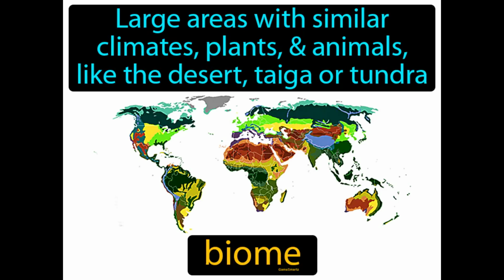Large areas with similar climates, plants, and animals, like a tundra, taiga, or desert. Biome. A biome is a region on Earth with distinct climate, plants, and animals.